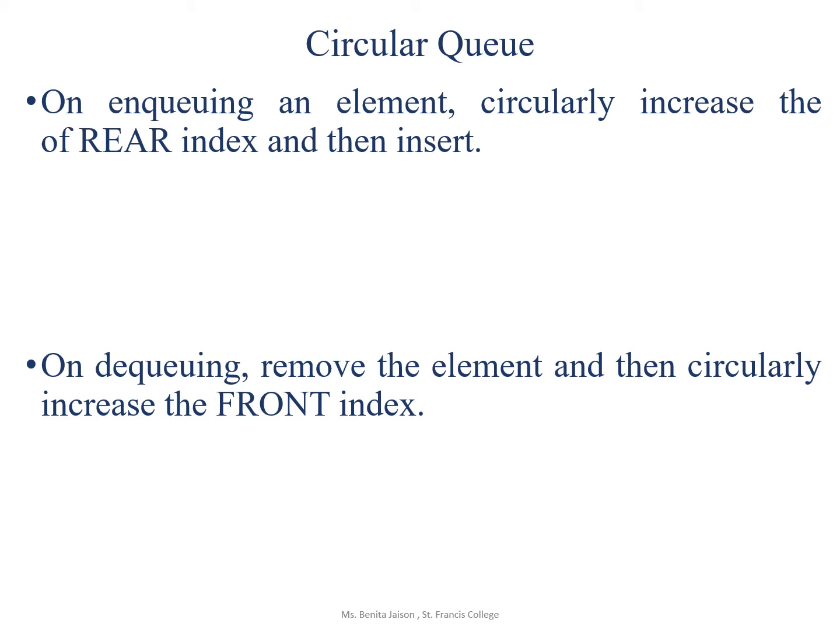In circular queue, both the front and the rear pointers are incremented in a circular manner. On circular increment, the array pointers will be incremented to the next position but return to the first position once the end of the array is reached. On enqueuing an element, first circularly increase the rear index and then insert. On dequeuing, remove the element and then circularly increase the front index.